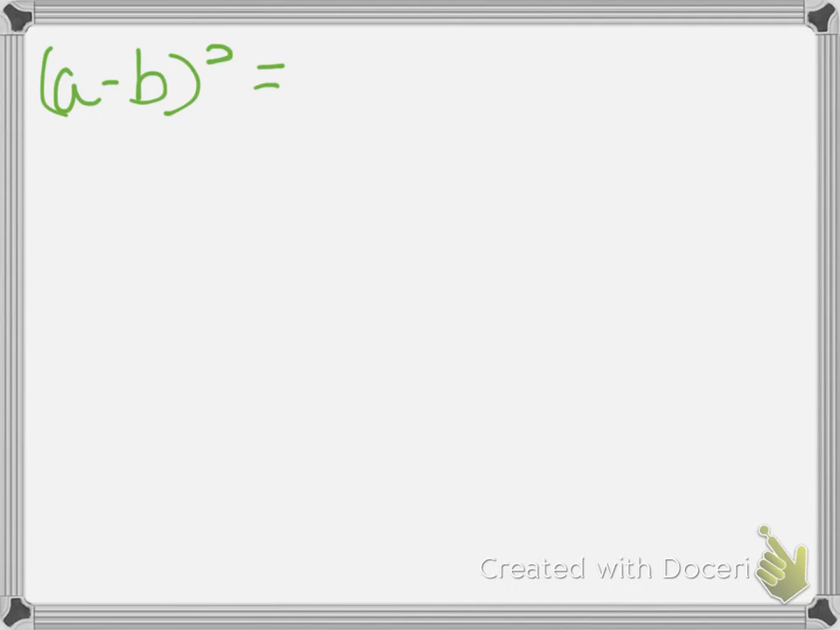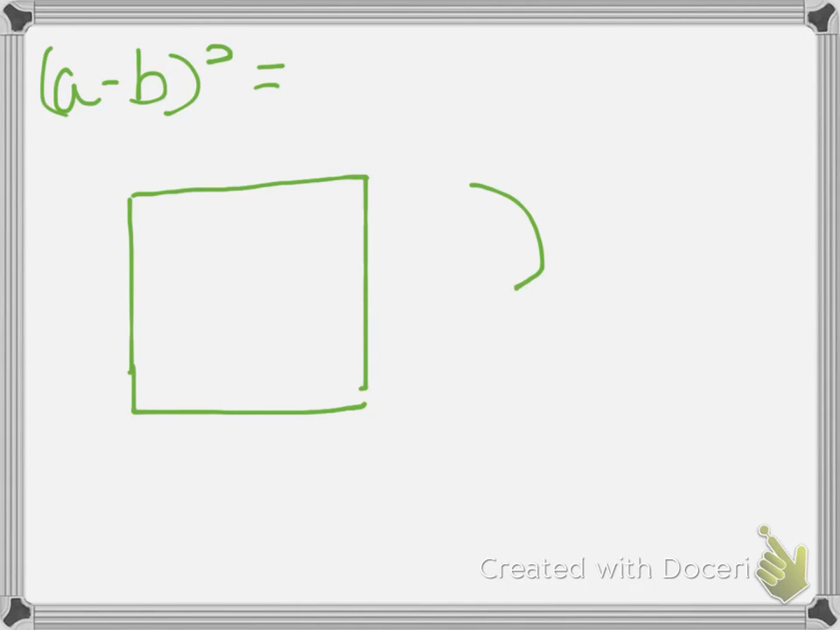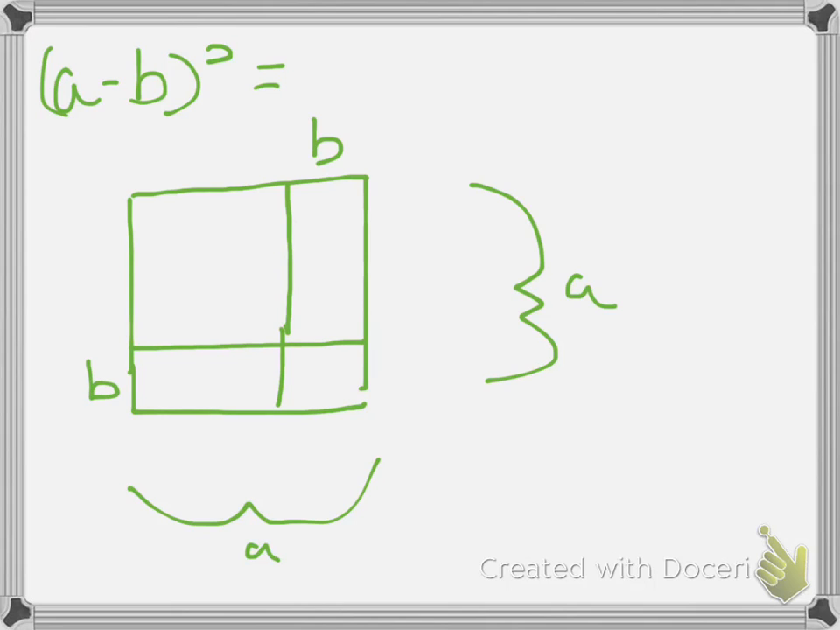So here's what I'm going to do. I'm going to start off this whole thing, let's call it a. This whole thing is a, and of course, this whole thing is a as well. Now, I want to subtract b. So let's call this side b. Now, if this whole side is a, and we just subtracted b, it follows that this side would have to be a minus b. So we're literally trying to find this area.